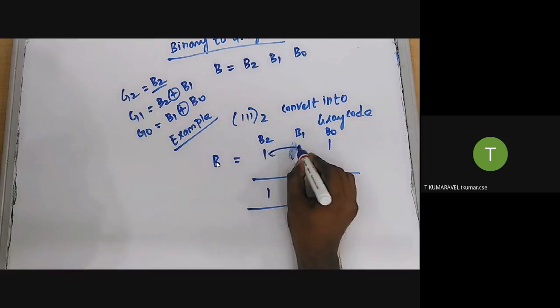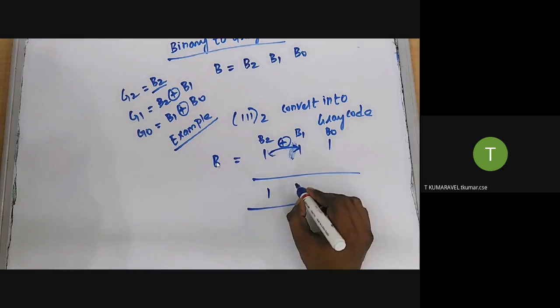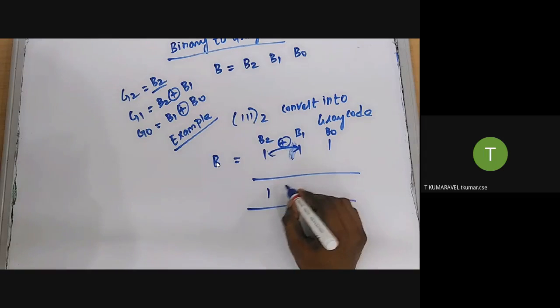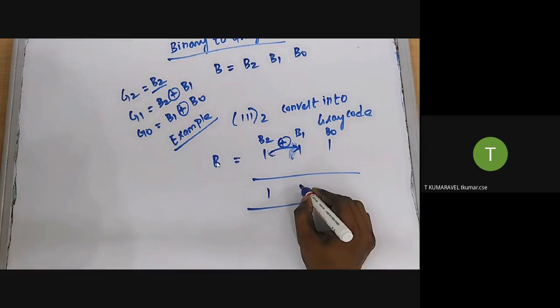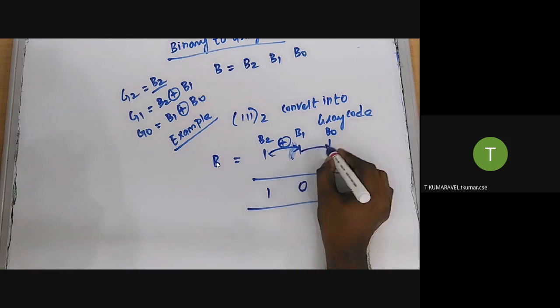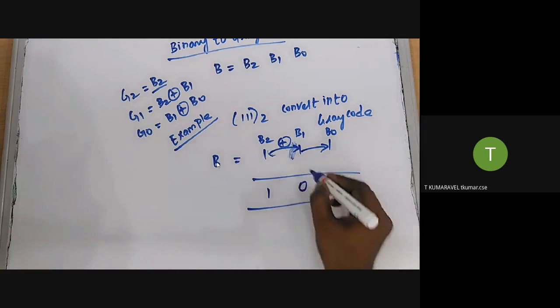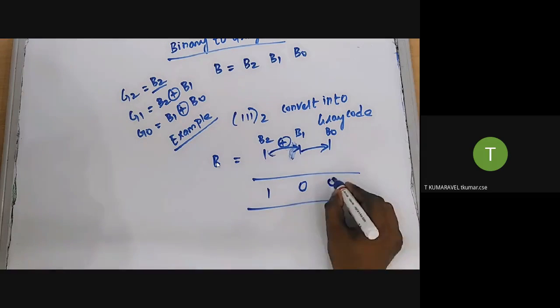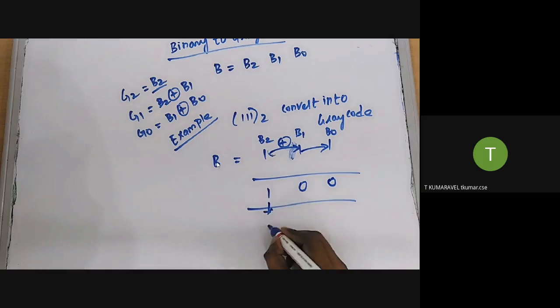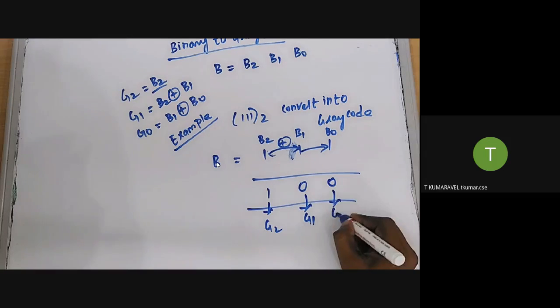B2 exclusive OR of B1. Both are 1. If the inputs are similar, it generates the output equal to 0. Then B1 exclusive OR of B0. This is the way we convert it into the Gray code value. Do you have any queries?